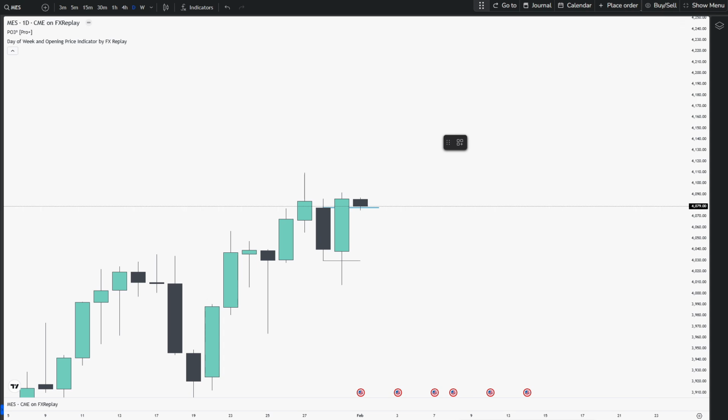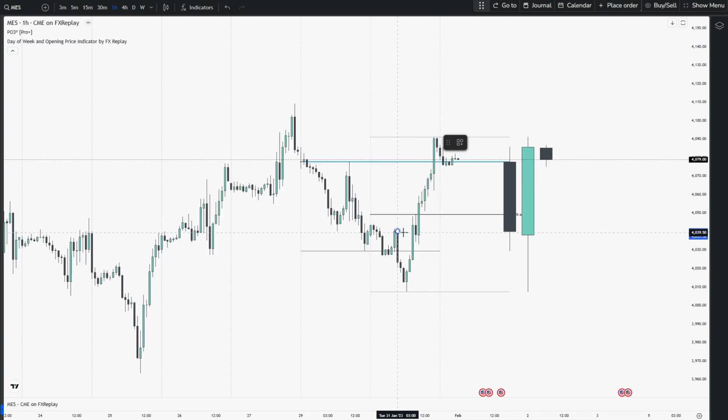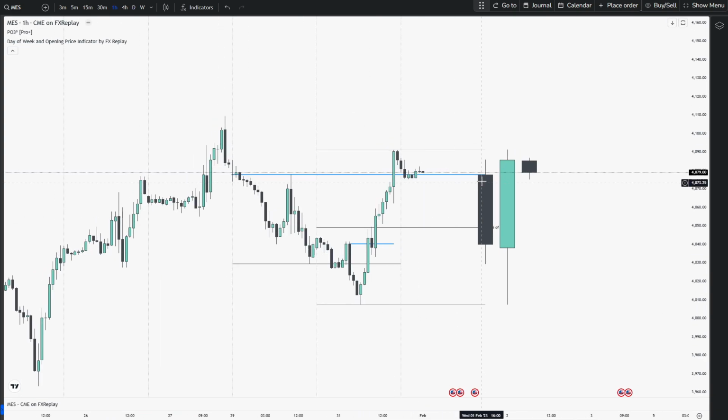So for the next continuation day, I would mark the 50% of the whole body's range, including the wicks. And also this order block is the point of interest for the continuation to the upside. Now going into the hourly chart. So we do have a change in the state of delivery established in the previous day. And this is the daily order block.